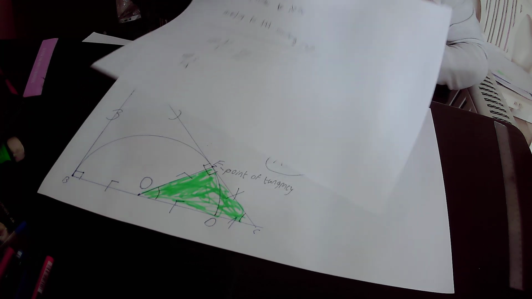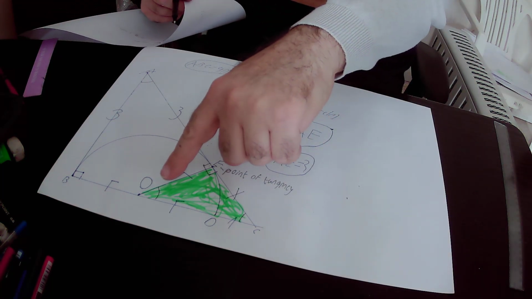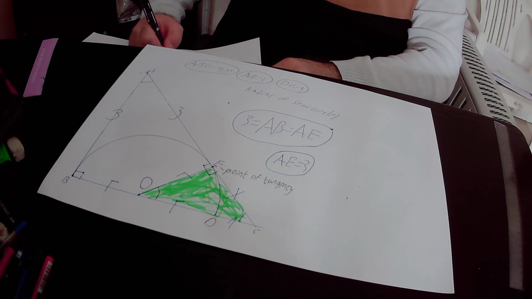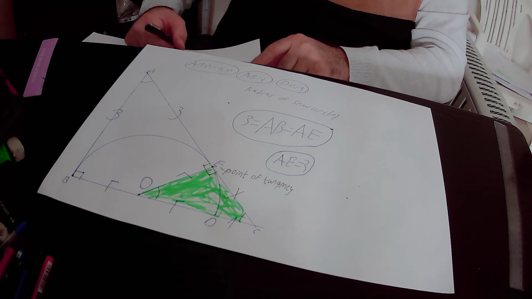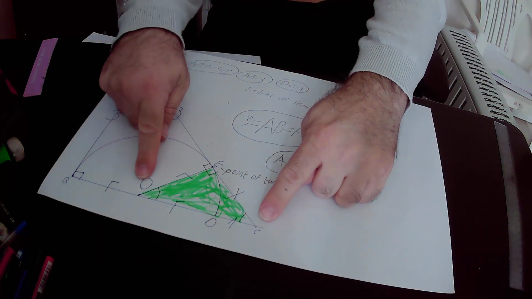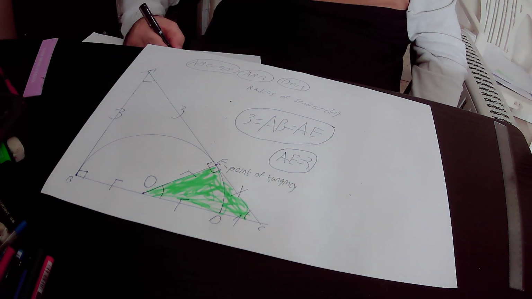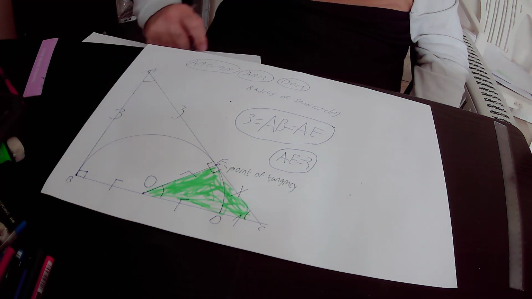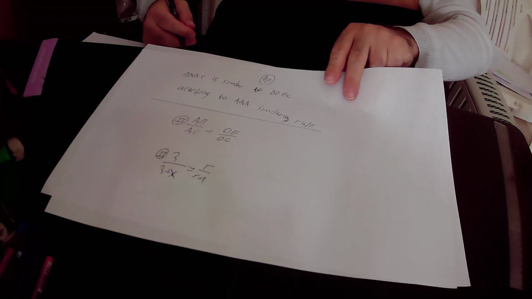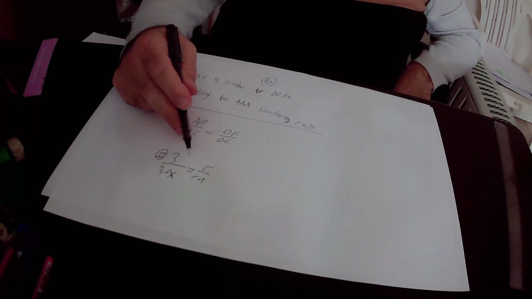And what is the size of OE? The size of OE equals R, the radius of the semicircle. And what is OC? The size of OC equals R plus 1. So in total we got that 3 over 3 plus x equals R over R plus 1.